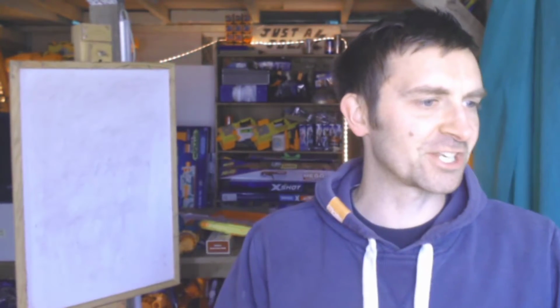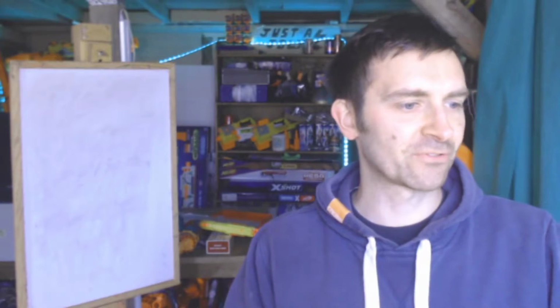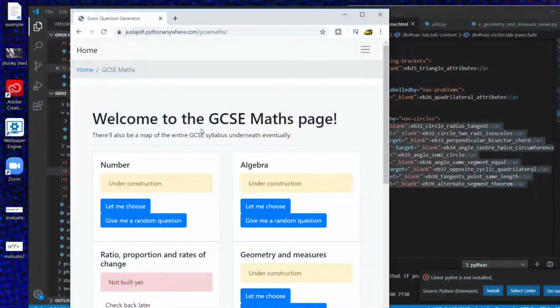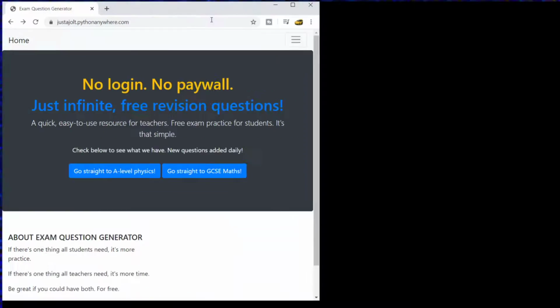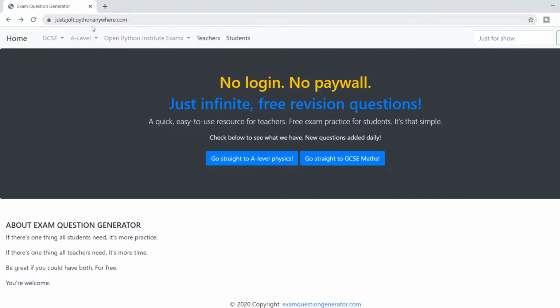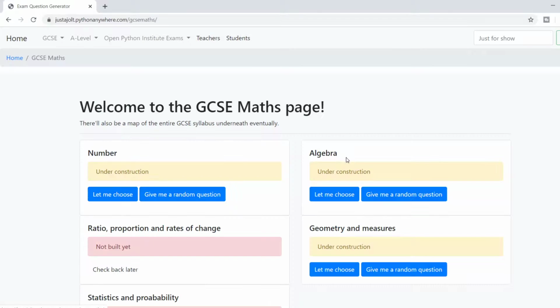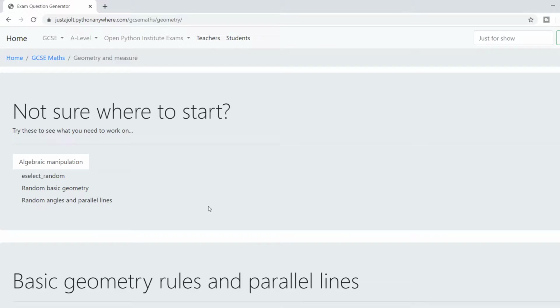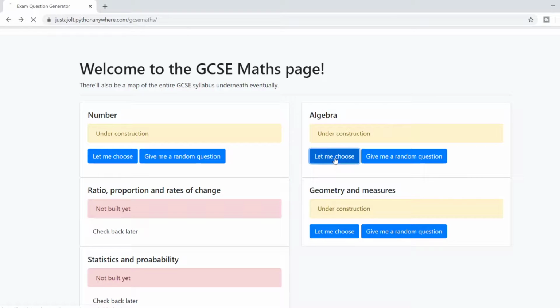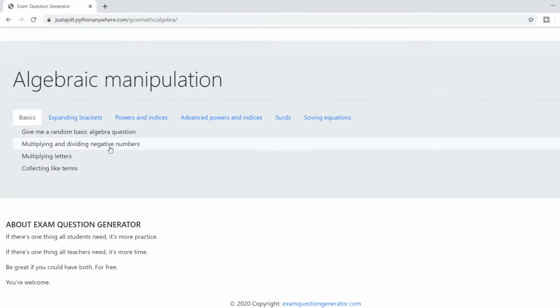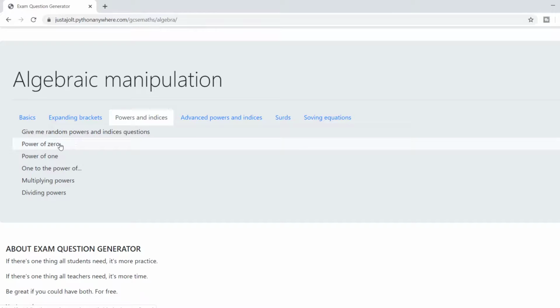Anyway, let's deal with some powers and indices. We're going to use the website that I've been building for my tutees. This is the website; at the moment it's at justajolt.pythonanywhere.com, which is going to change shortly to infinite exam questions or something like that. Go straight to GCSE maths, choose algebra, and go to the tab that says powers and indices, if you're following along.